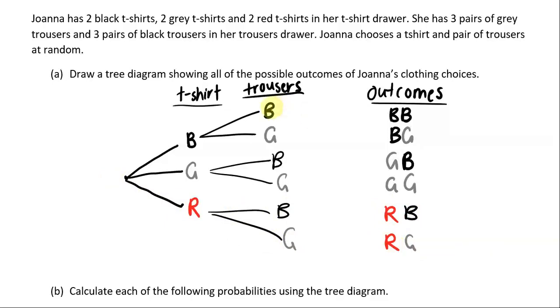Now notice that these outcomes are in line with the final choice on our tree diagram. They're in a straight line. So red, grey, straight across to red, grey. They line up. That's really important to keep our tree diagram nice and neat there.